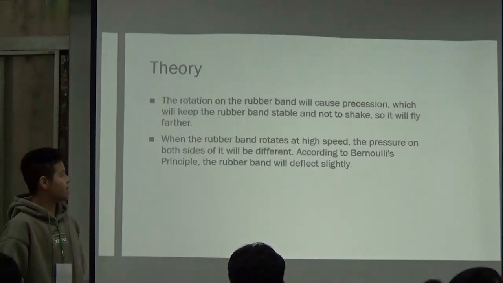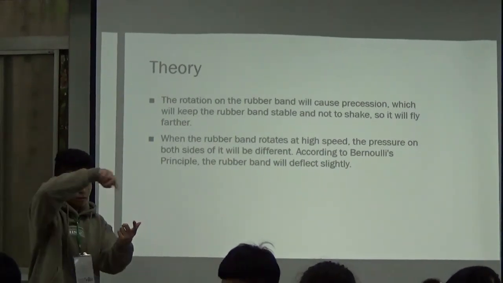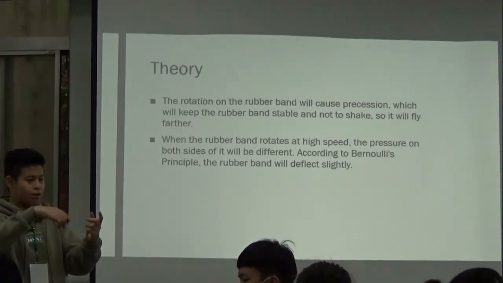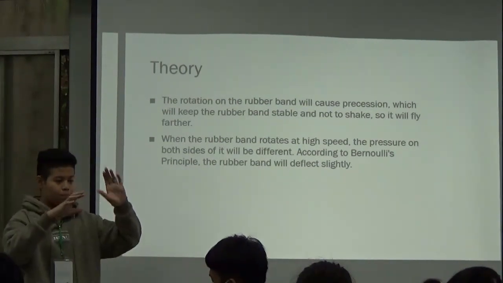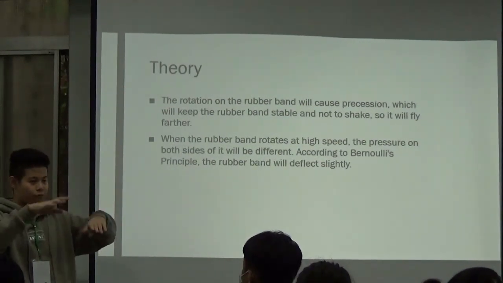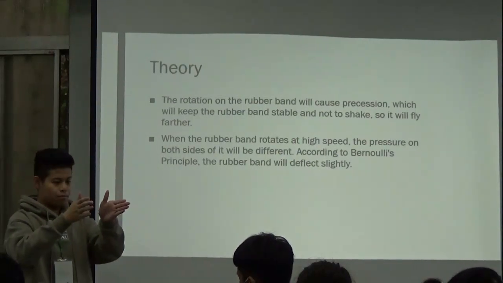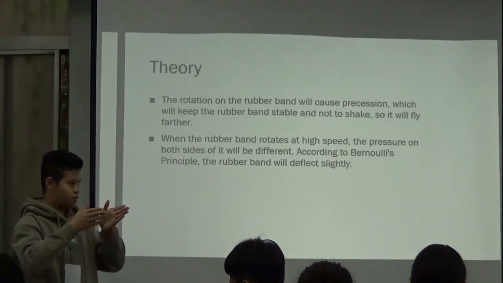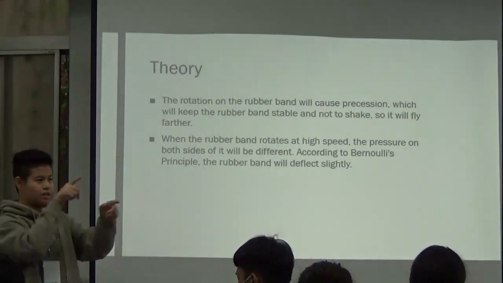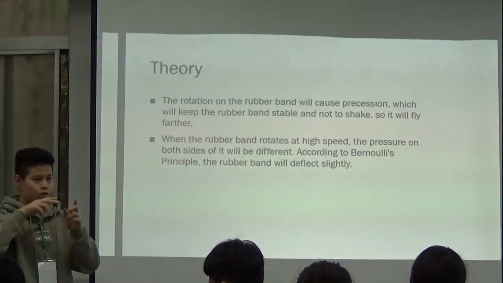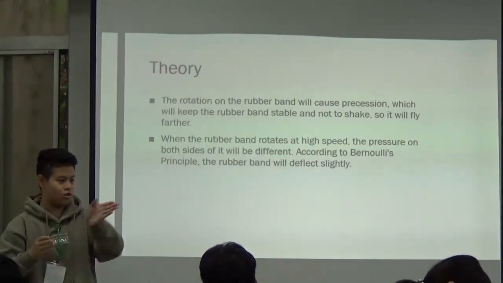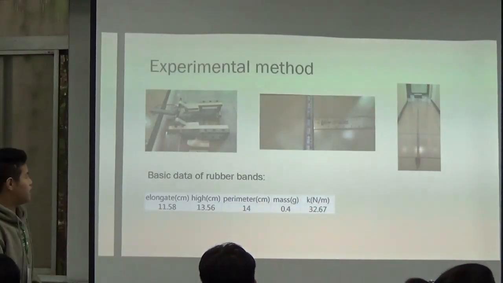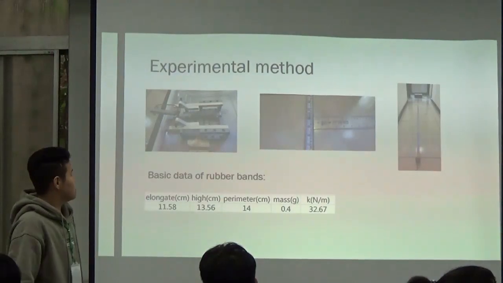so it can fly farther. And when the rubber band is rotating, it will cause the pressure on both sides to be different. If you throw it this way and it really rotates, it will come to this. You will turn.